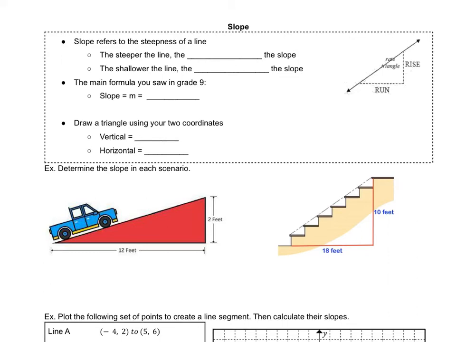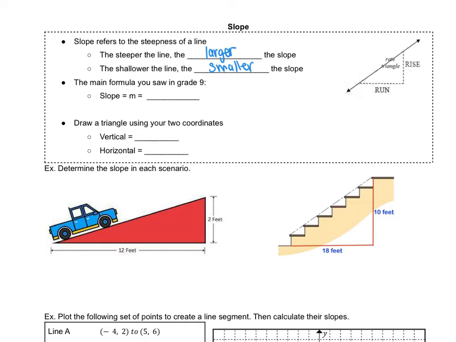In this video, we will be looking at slope and different ways you can calculate it. So first of all, slope refers to how steep a line is. The steeper the line, the larger the slope. And the more shallow the line, the smaller the slope. So if you think about a mountain versus a hill, a mountain might be a lot steeper than a hill, so the slope of the mountain is going to be larger than the slope of the hill.